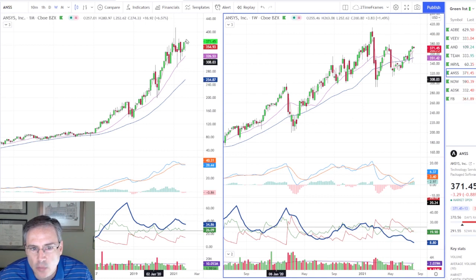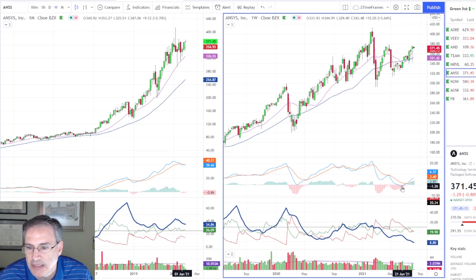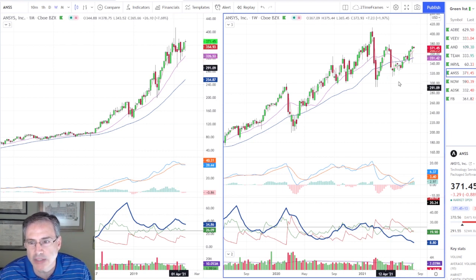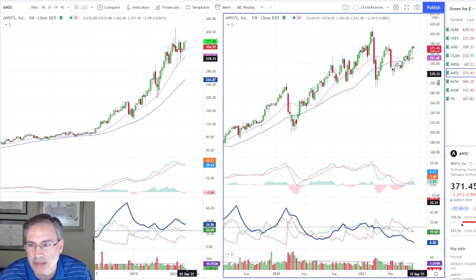ANSS, another one where we came down and tested the 18-month line. MACD finally came down and tested the zero line here, but it did it in a reverse divergence fashion. And we wanted to buy the downtrend line break, big green bar to the upside. This one actually hasn't moved yet that much, but it has all the pieces in place.